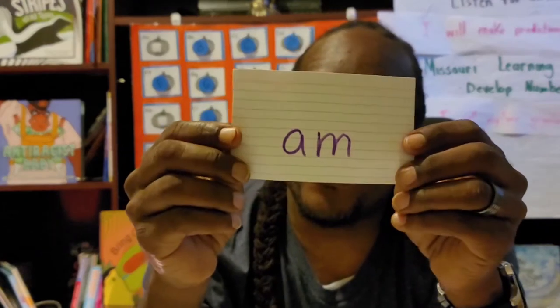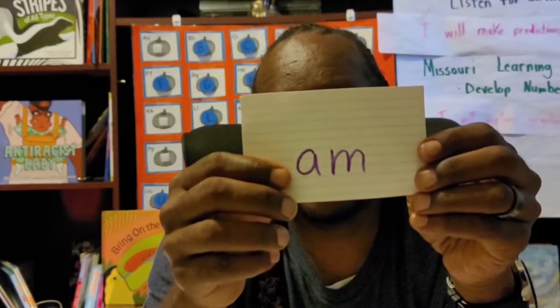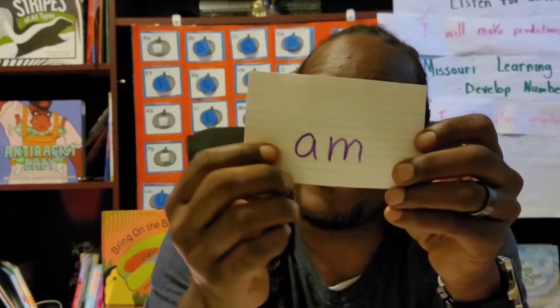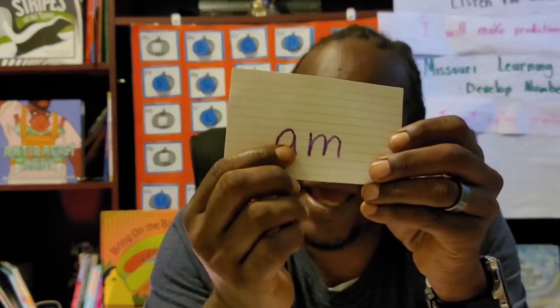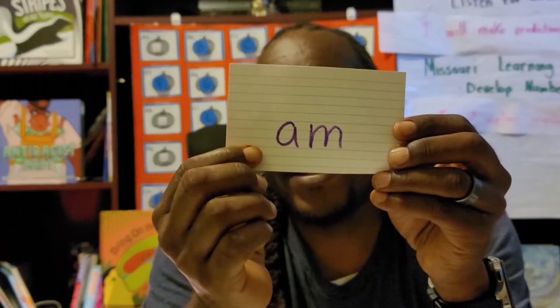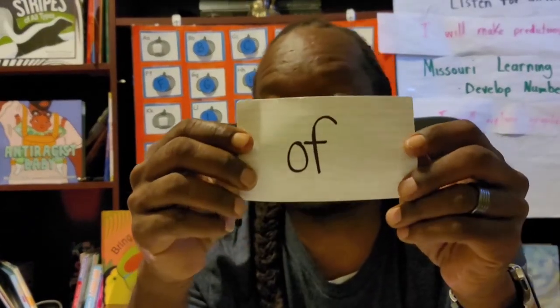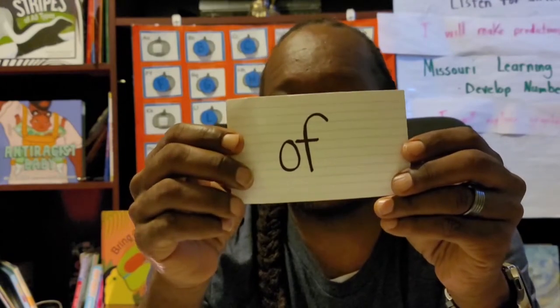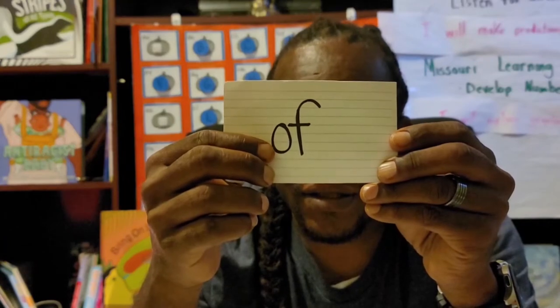And what is this word? I am very happy to see you watching me. Am. What are the two letters in am? A and M. Exactly. Let's spell am. A, M, am. And we have one more word this week, I think. I hope. This word is of. Everybody say of. What letter is this?